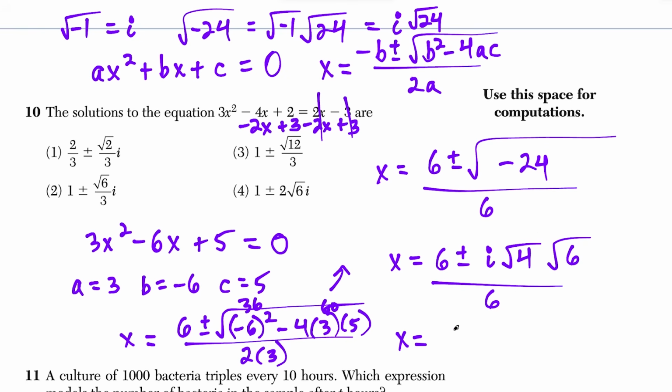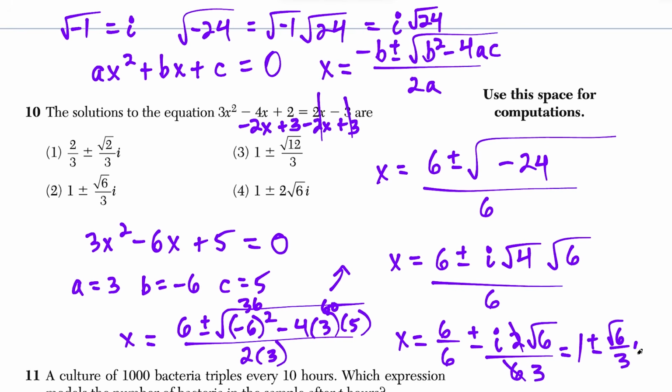So now we have, I'm going to split this up, 6 over 6, plus or minus, and then we have i times the square root of 4 is 2, and then I have the square root of 6 over 6. And now from here, 2 over 6 reduces to a third. So this is going to give us 6 over 6 is 1, plus or minus, and I have radical 6 over 3, and then times i. So doing this by hand, we could see here that our solution is going to be choice 2.